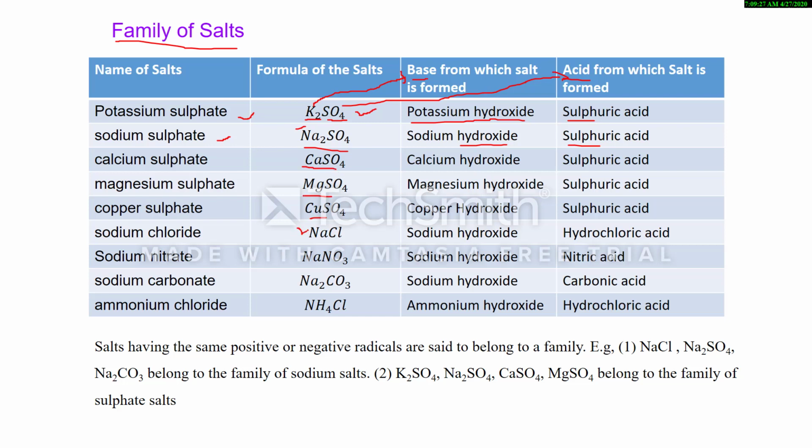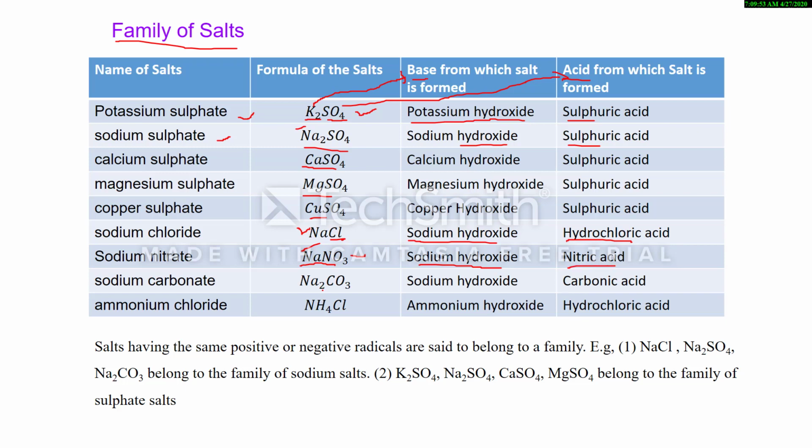Now see this one, sodium chloride, NaCl. Which base is used? Sodium hydroxide. And the acid, this is Cl, so the acid will be hydrochloric acid. In the same way, this is NaNO3. Which base is it? Na. It comes from sodium hydroxide. And NO3, this is part of which acid? This is part of nitric acid.